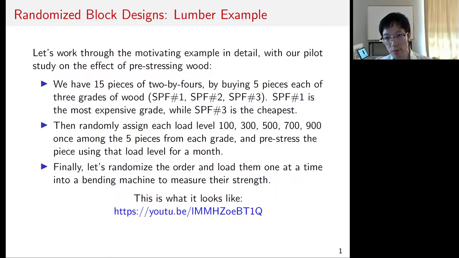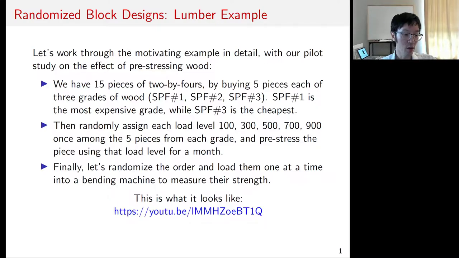a month. Okay, and so in keeping with the idea of randomization, not only should we randomize the load levels assigned to the 5 pieces within the block. Okay, so recall we know that the strength varies by grade, so we will use that as a blocking variable, and so we're going to randomize the assignment of the 5 treatments within each block. And we're also going to randomize the order in which we test them.